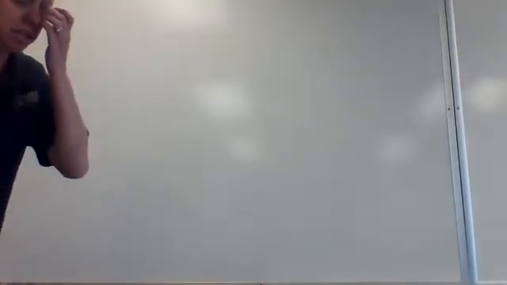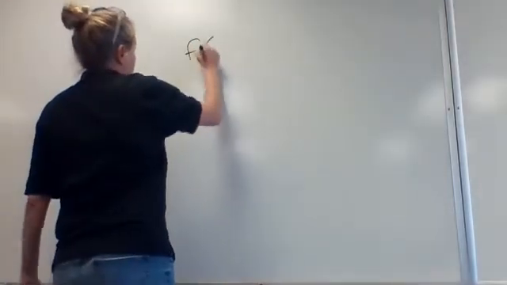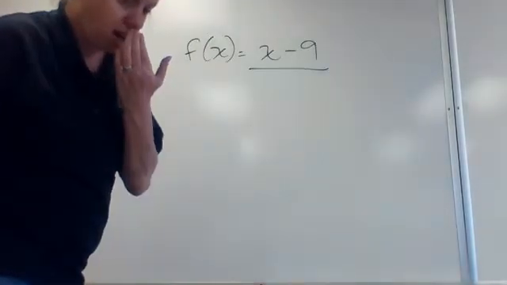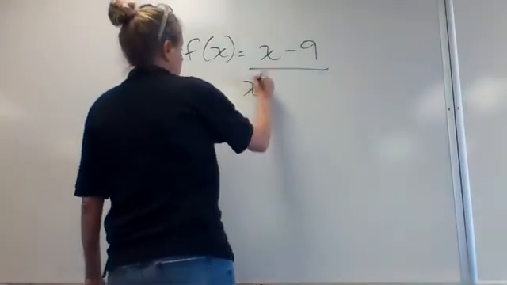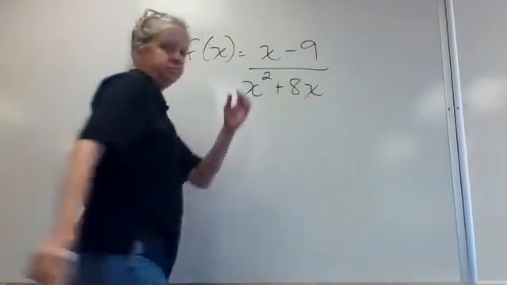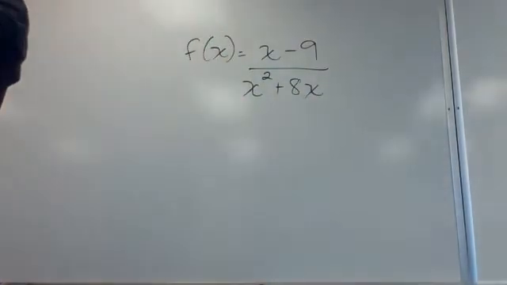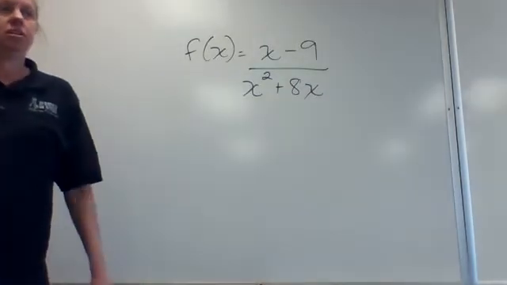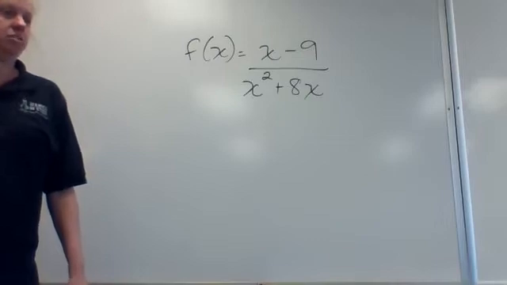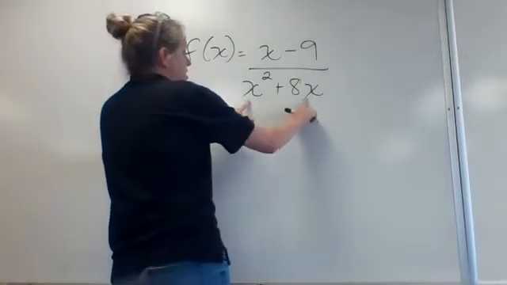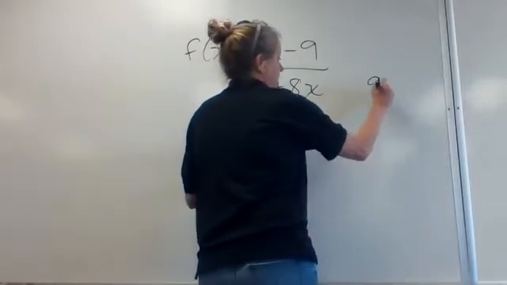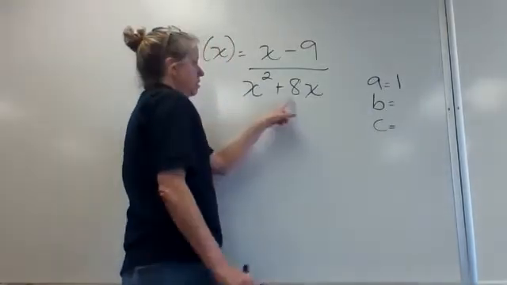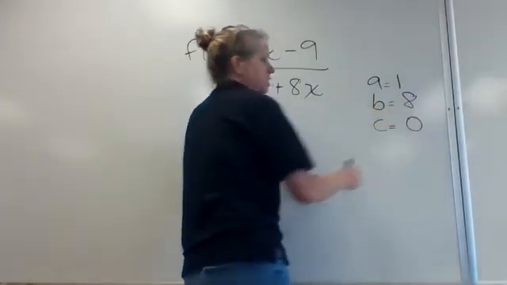F of x equals x minus 9 over x squared plus 8x. So this one's actually going to have 2 values that make the denominator 0. Since it's x squared, I can either put this in quad, just be careful. A would be 1, B would be 8, C would be 0.